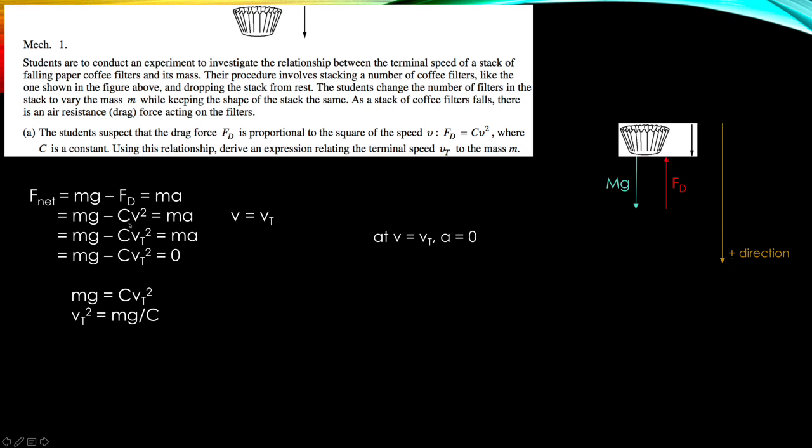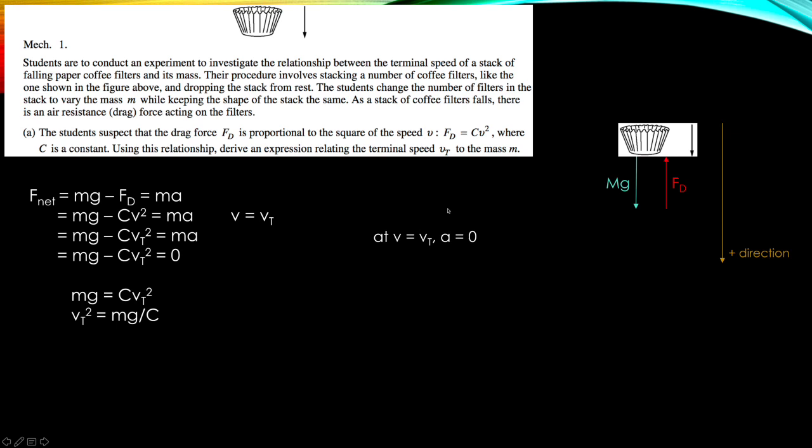So if we look at the equation for the net force here, we have that mg minus Fd is equal to ma. Fd is equal to cv squared as given in the problem. So you've got mg minus cv squared is equal to ma. They ask for the terminal speed vt, so we can just plug that in here. We also have to note that at v equal to vt, a is going to be equal to 0.